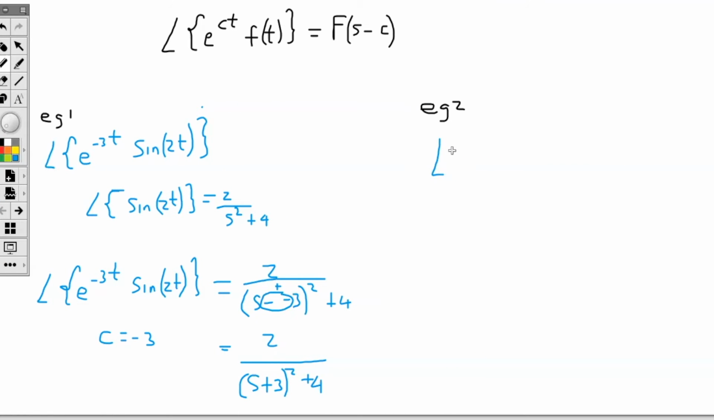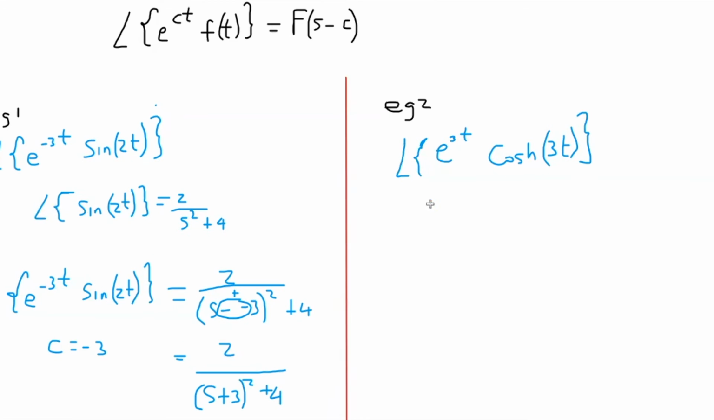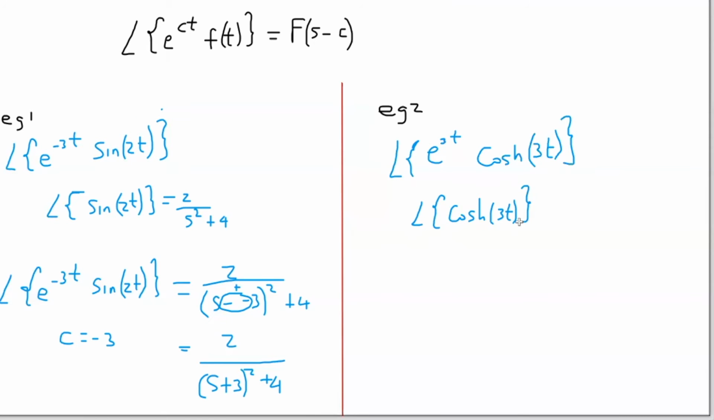Let's look at another example where we're going to find the Laplace transform of this function. For it to be a first shift, we have to have an exponential, which will be e to the 3t multiplied by hyperbolic cos 3t. Now we have to find the Laplace transform of hyperbolic cos 3t. The Laplace transform of this will be equal to s over s squared minus 9.